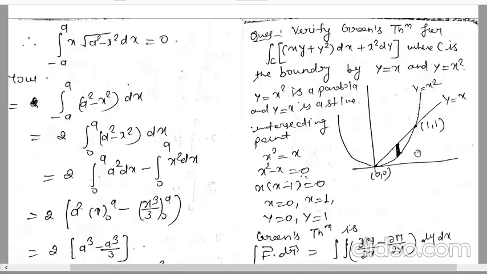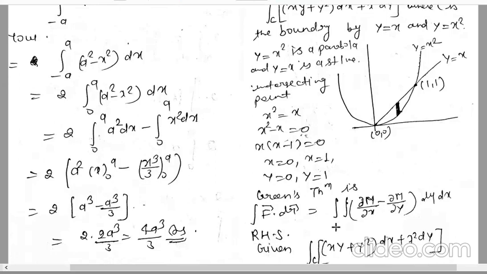Now, intersecting point, because both of these curves intersect each other. So the intersection point is x square is equal to x, left hand side equal to right hand side, so x is equal to 0, x is equal to 1, and y is equal to 0, y is equal to 1. So (1,1) and (0,0) are the intersecting points.